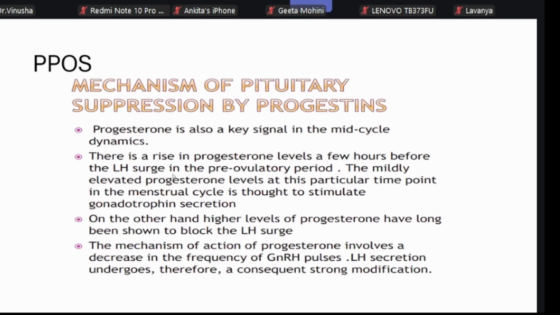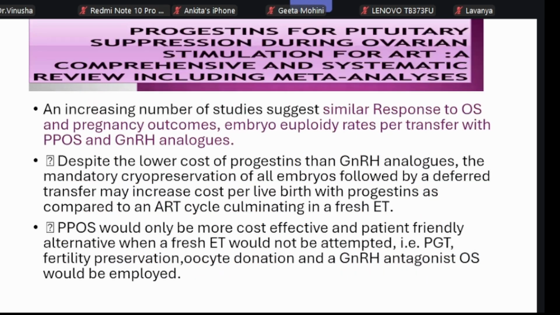So this is the mechanism of pituitary suppression by progesterones. Progesterones in higher level can decrease the GnRH pulses, so they can suppress the pituitary and they can block the LH surge. There are so many studies which compare different antagonist, agonist as well as PPOS protocols. In terms of pregnancy outcomes, embryo euploidy rates, and the blastocyst formation rates, the progesterone primed ovarian stimulation is equally effective to agonist as well as antagonist cycles.